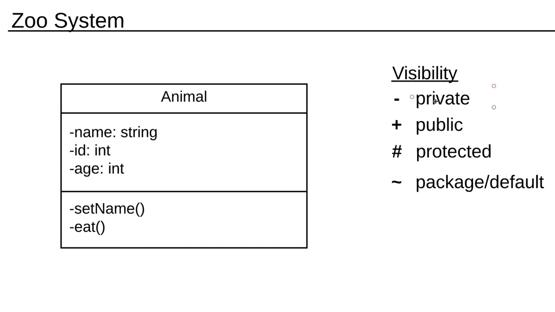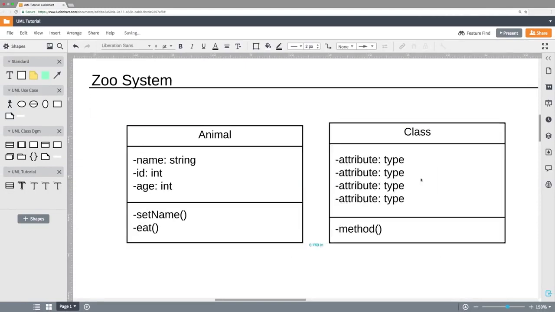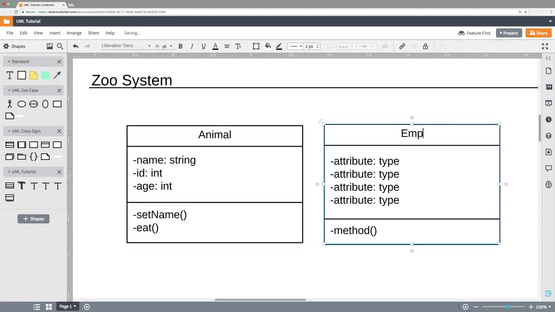In most cases, your attributes are going to be private or protected, and methods are often public. Let's quickly review these basics with another example. Let's make a class for employee.